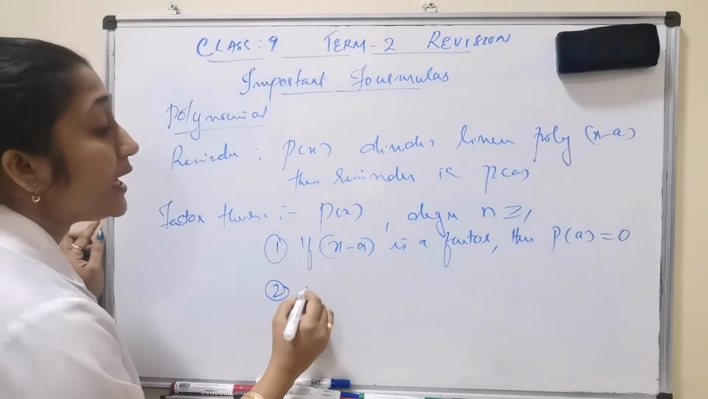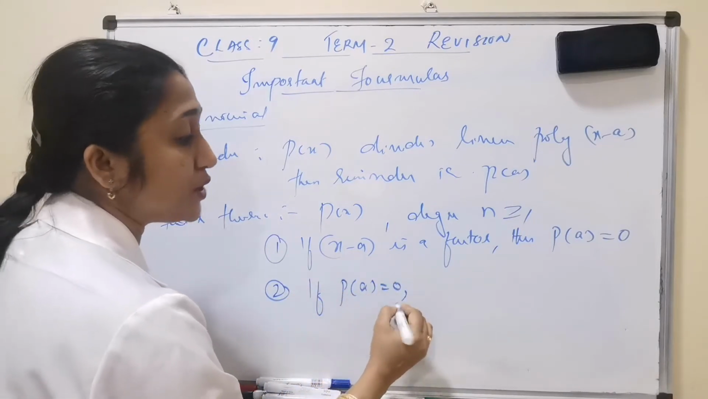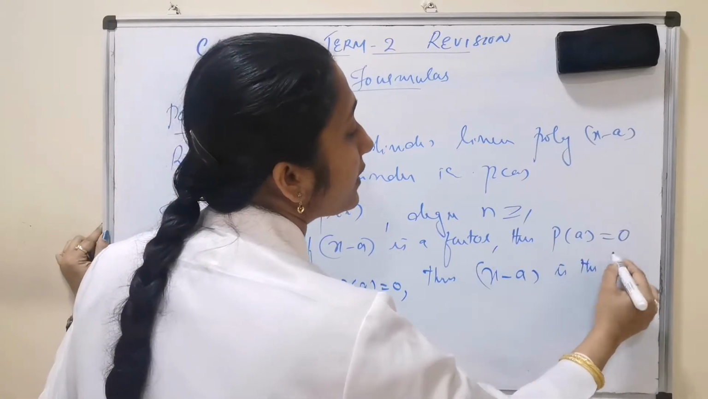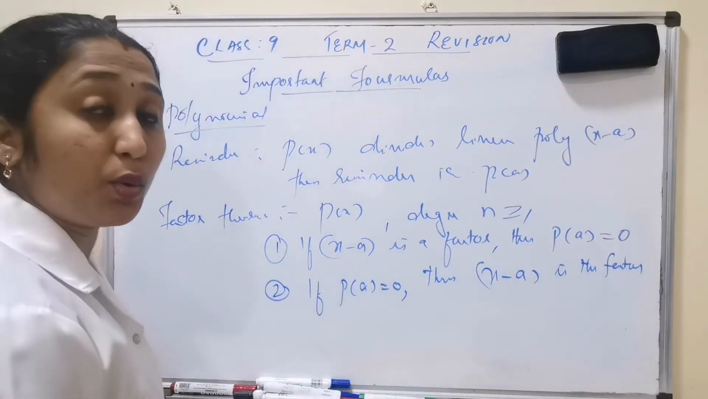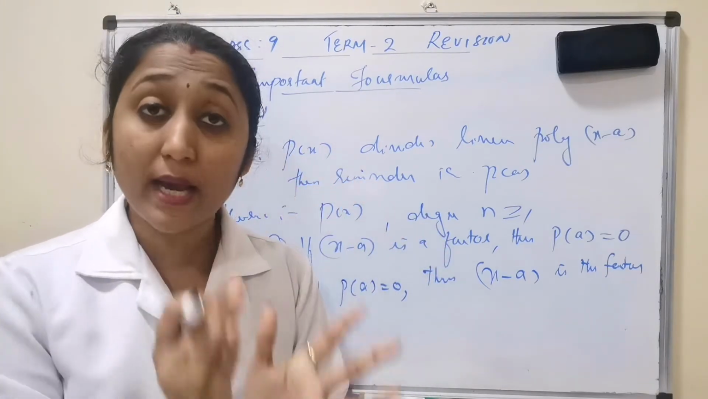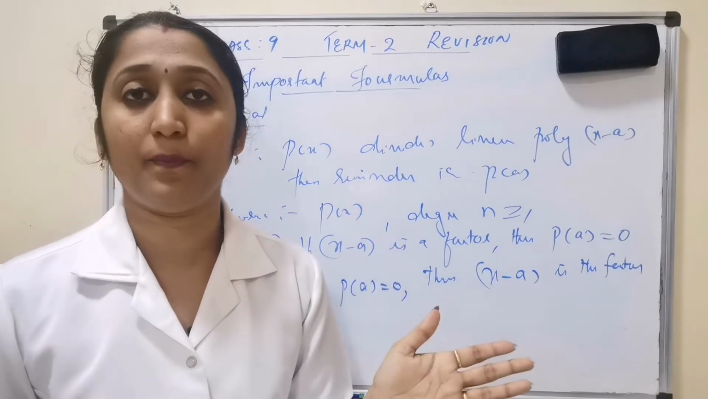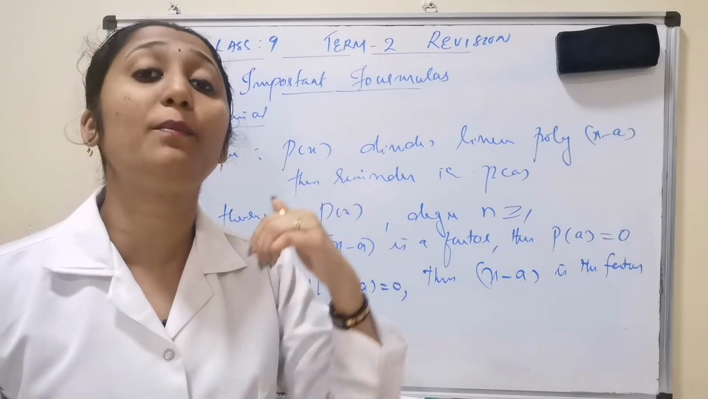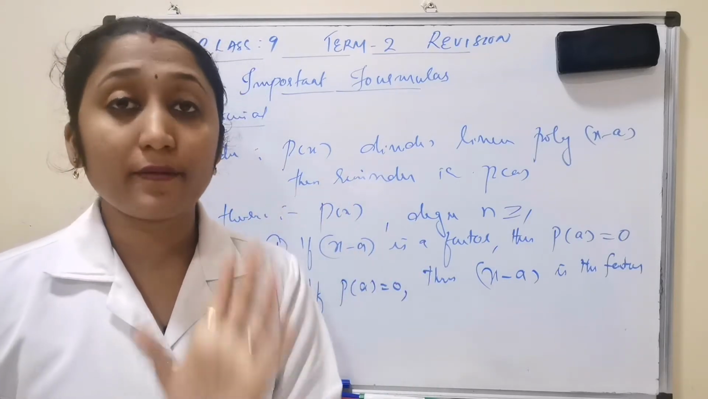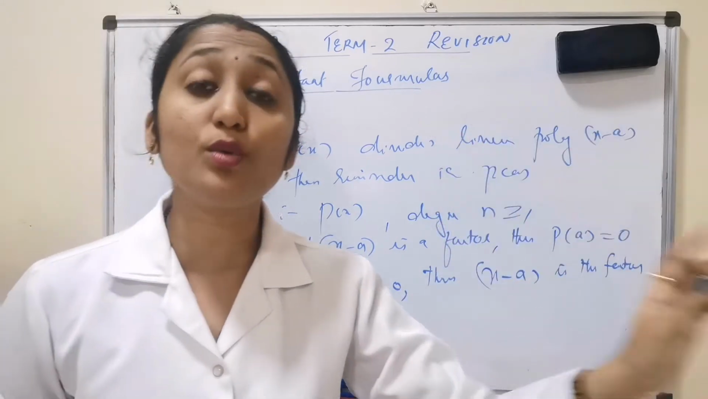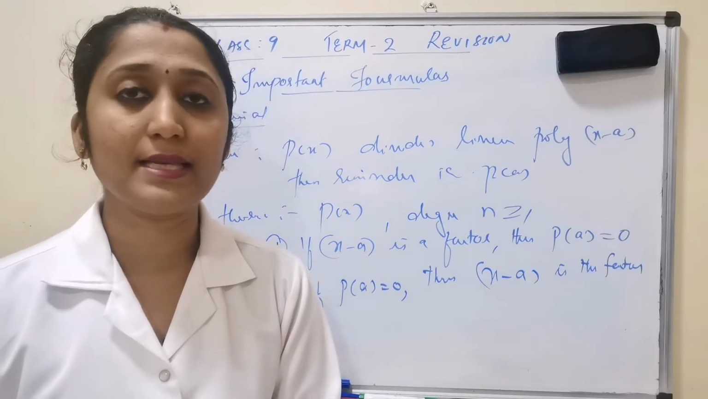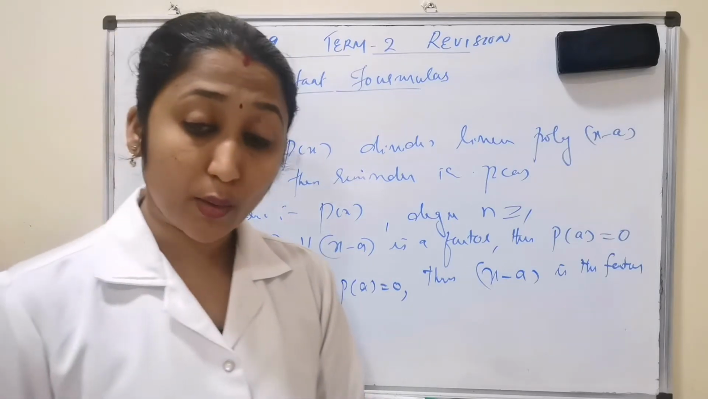The second one is: if p of a equals 0, then x minus a is the factor of the polynomial. These are the two conditions. In the remainder theorem, if it is divided by x minus a, the remainder is p of a, which means we substitute a in place of x in the polynomial. In the factor theorem, if x minus a is a factor, then p of a equals 0, and if p of a equals 0, then x minus a is a factor. These are the two important theorems. You thoroughly practice them.